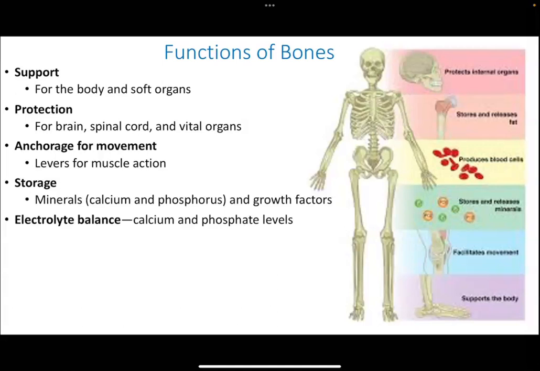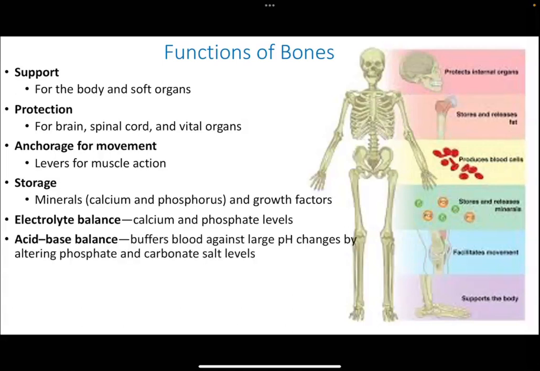Bones also aid in our balance of electrolytes. We need the right balance of electrolytes. Again, calcium is one of those electrolytes, as well as phosphate. They're also going to serve a role in maintaining our acid-base balance. So altering our phosphate and carbonate levels in the bones, which are stored in the bones, can actually buffer against large pH changes in our blood.